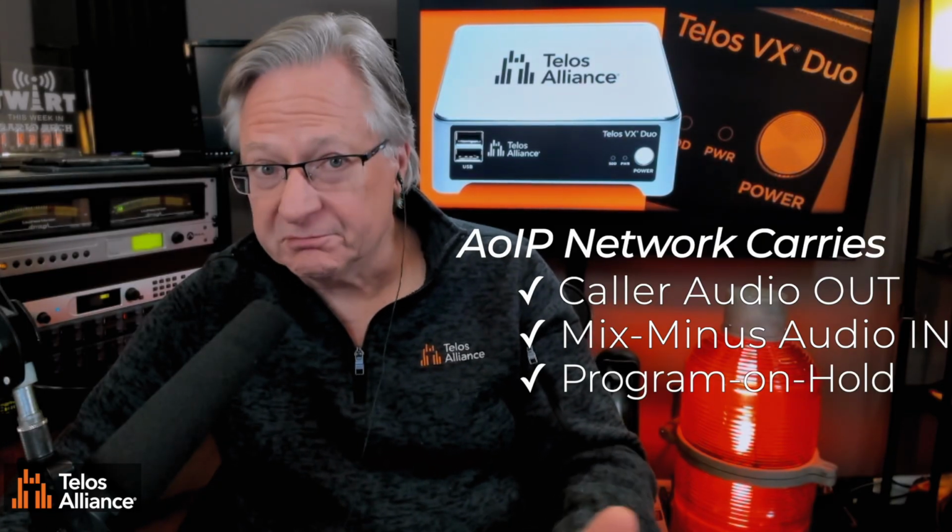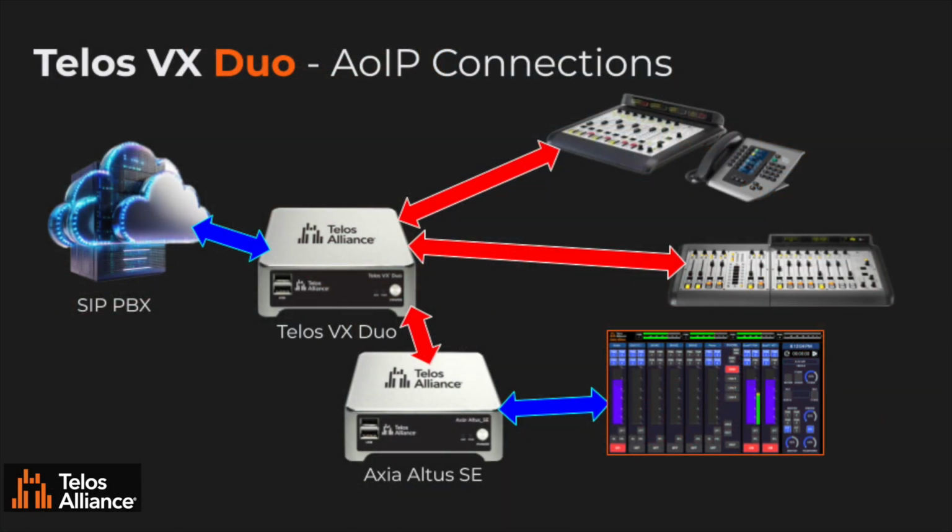You also need a proper AoIP, audio over IP network, either Livewire or AES67, with a qualified switch and a clock source. Now, this network carries caller audio out, mix-minus back into the VX, and it supplies program on hold to the callers who are on hold. If you have Axia audio consoles or another brand of networked console that uses either Livewire or AES67, then you may not need any other audio interface devices.